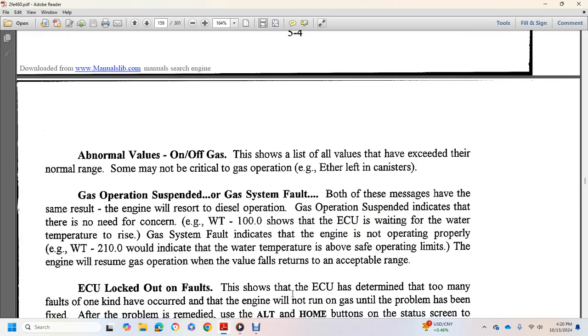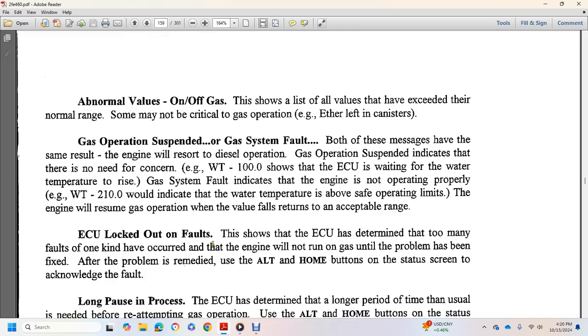Gas operation suspended or gas system fault. Both messages have the same result, but the engine will revert to diesel operation. Gas operation suspended indicates that there is no need for concern. Gas system fault indicates the engine is not operating properly. The engine will resume gas operation when the values or faults return to an acceptable range.